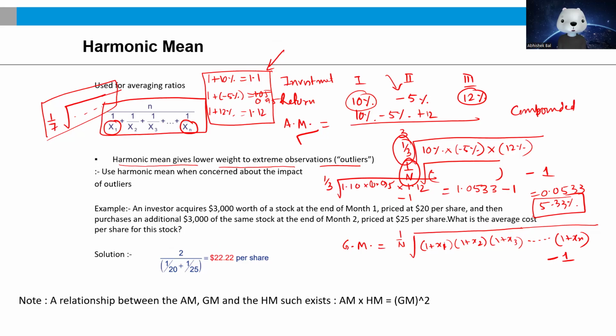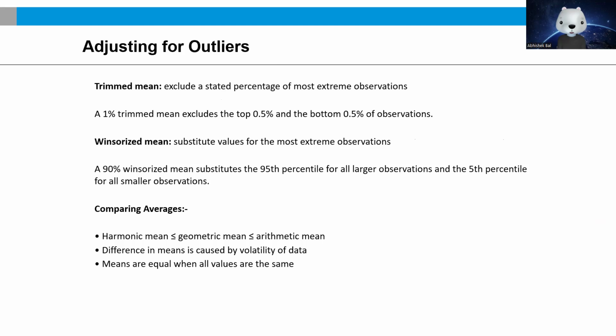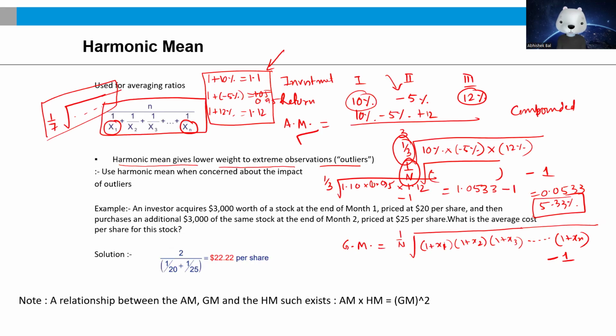So let's just solve a few problems, and while I solve the problem, I'm going to first solve the problem in the common sense manner, and then we will apply the same logic through a harmonic mean and check for the value. All right, so now we're talking about an investor. He acquires $3,000 worth of stock at the end of month one, priced at $20 per share, and then purchases another $3,000 of the same stock at the end of month two, priced at $25 a share. And we are being asked to calculate the average cost per share for this particular stock.